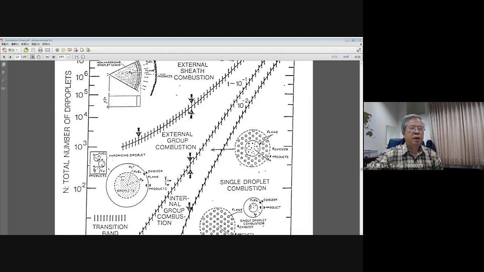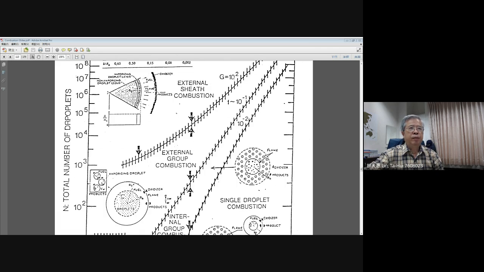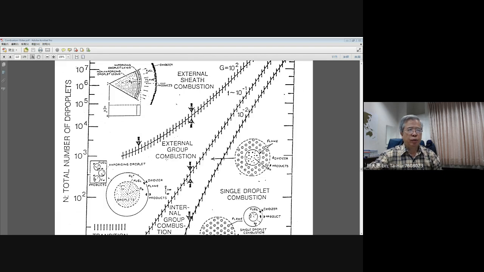External group combustion means the spray flame still exists in the outer region of your spray core, but is supported by fuel vapor coming from all the droplets inside of the spray core. Now the diffusion flame, the spray flame, stands at a certain distance away from the boundary of your spray core, and this is the external group combustion, belonging to G numbers between 100 and maybe as low as 1 or 0.1. In these regions you may experience external group combustion.